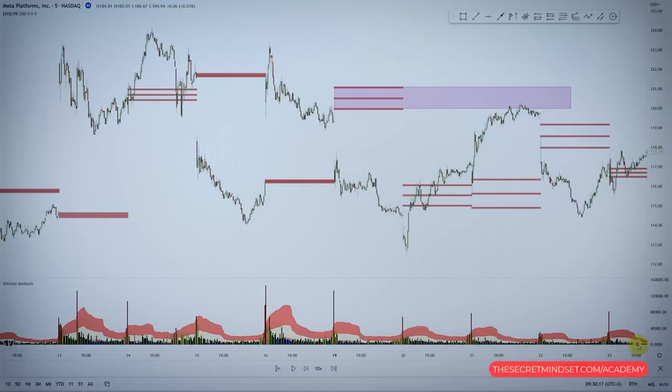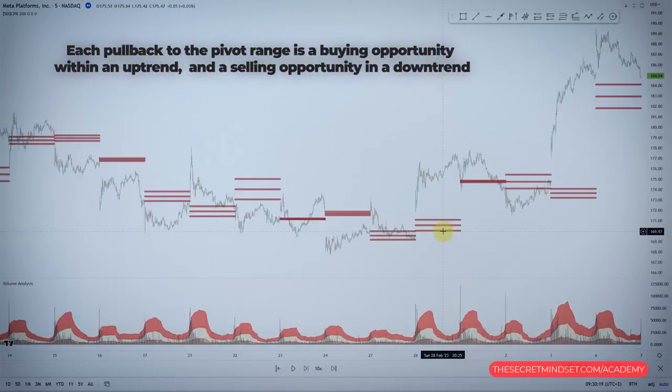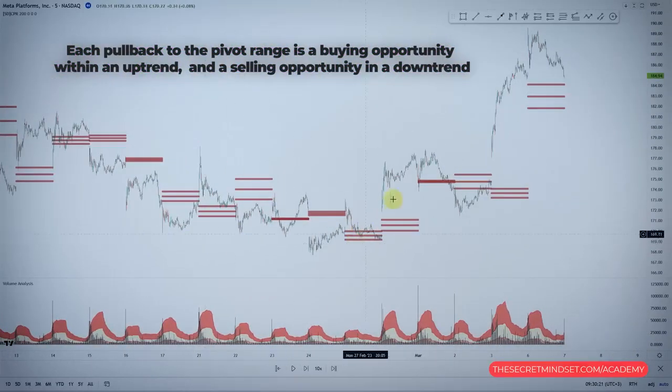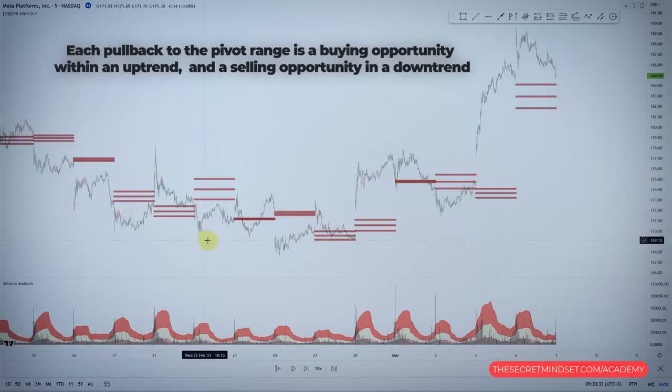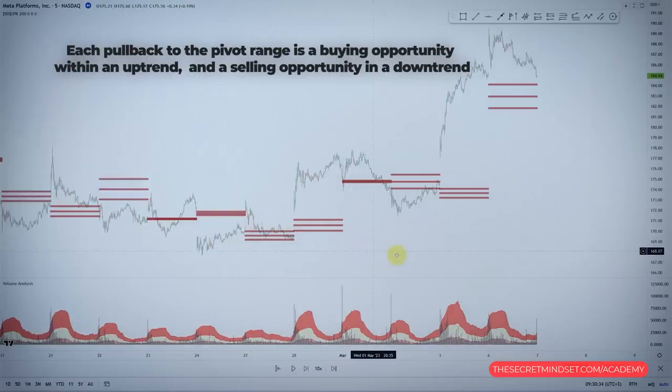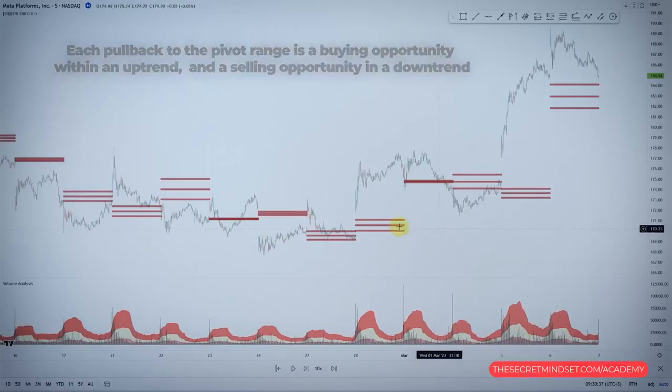CPR is a powerful support and resistance area. Essentially, each pullback to the pivot range is a buying opportunity within an uptrend and a selling opportunity in a downtrend. At the beginning of the day, the first step you need to take is to analyze the position of the CPR relative to the previous day.